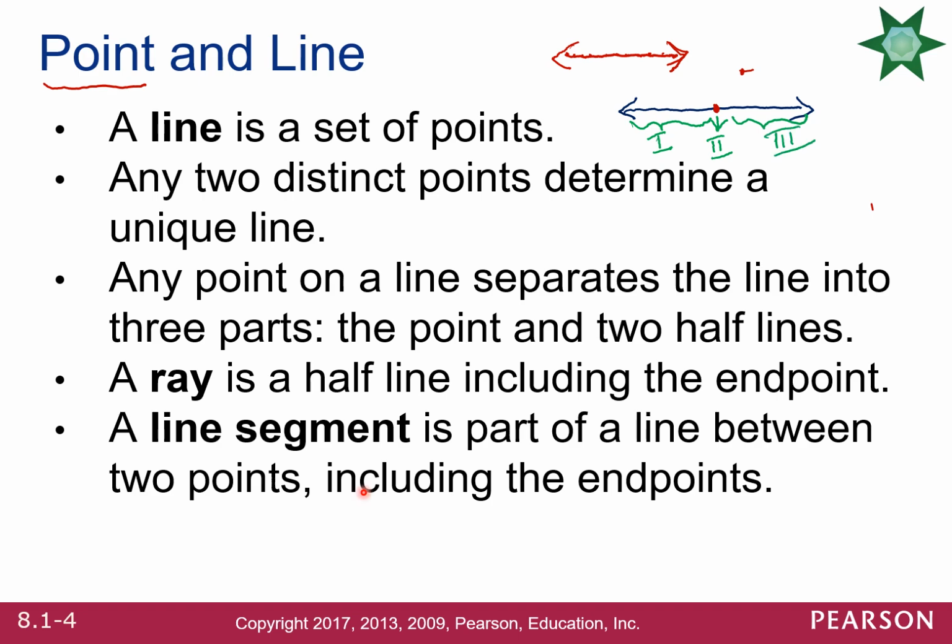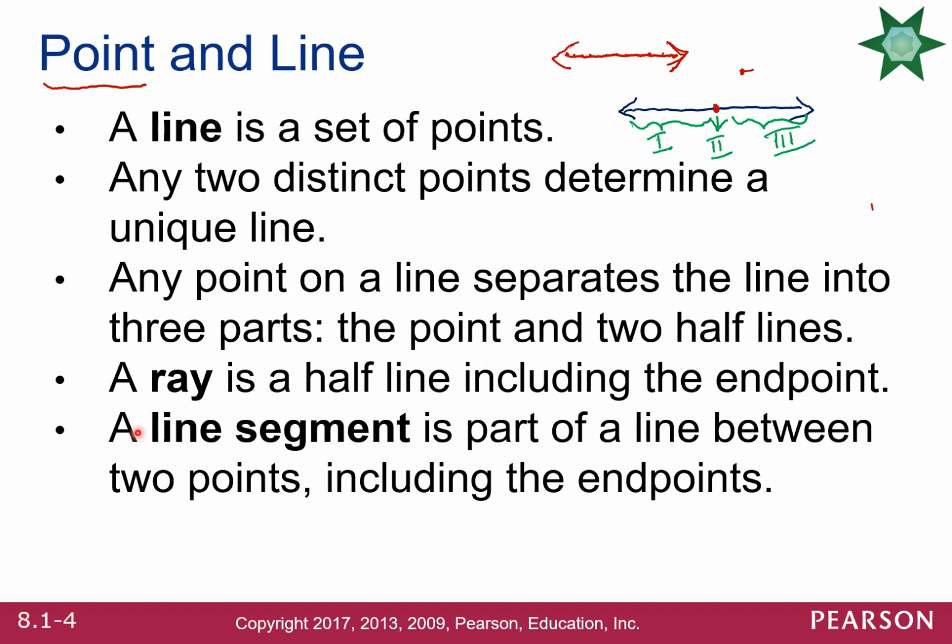All right, so again, we see that a point would divide a line into parts. One part would be from the point to the left end of the line. That's part one. And the point itself is considered to be a second part. And then the third part is from the point all the way to the right end. So any point on a line separates the line into three parts, the point and the two half lines.